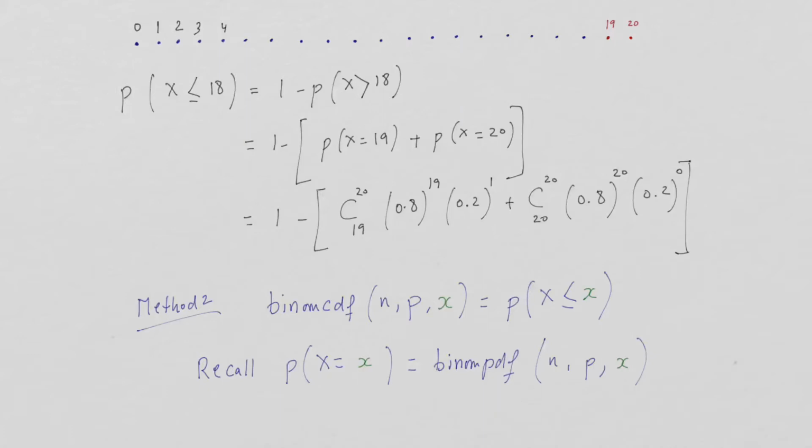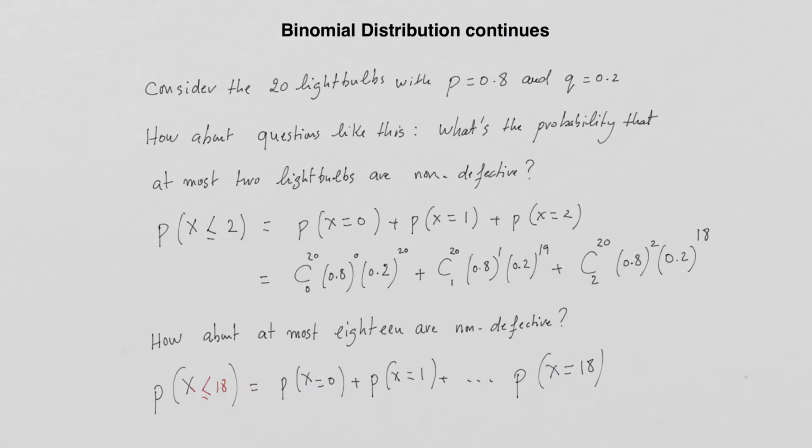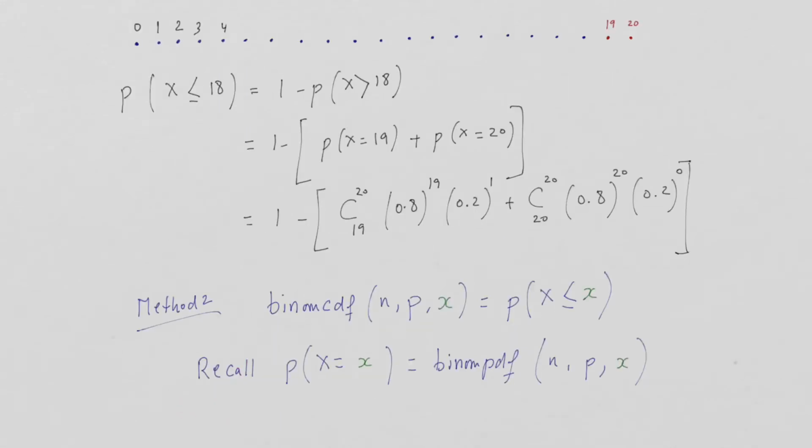So, if you think of this one, it means I'm asking you to add the probability that x equals 0 plus the probability that x equals 1 all the way to 18. And that's why I said there are 19 of them. If you count from 0 to 18, there are 19 of them.